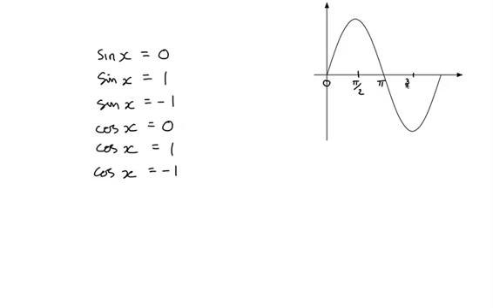By the time the angle has reached 3 lots of pi upon 2, the sine values have become negative and decreased down to -1, and by the time the angle has reached 2 pi, they've increased again and back up to 0. So for instance, solutions of the equation sine x equals 0.